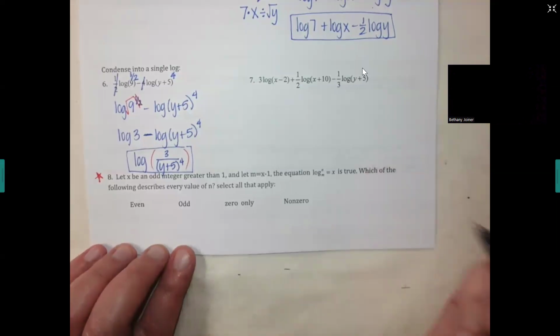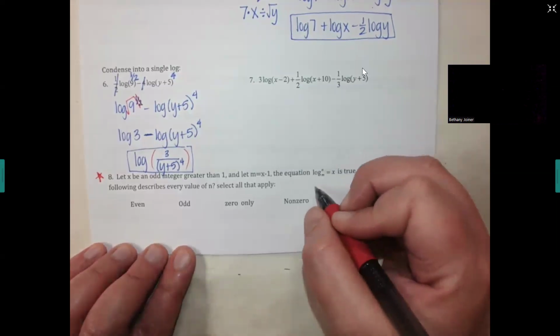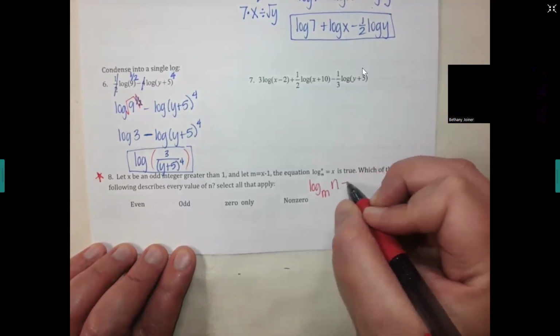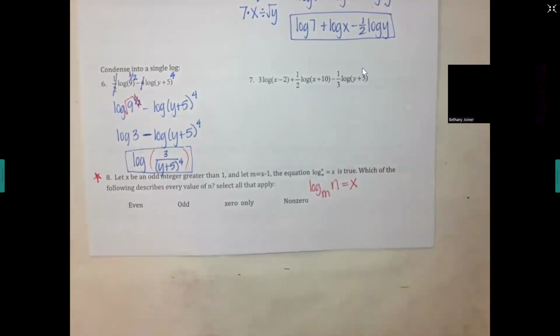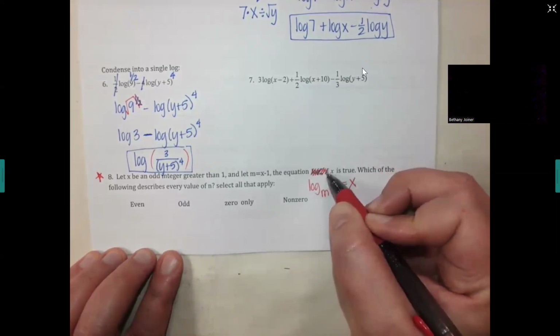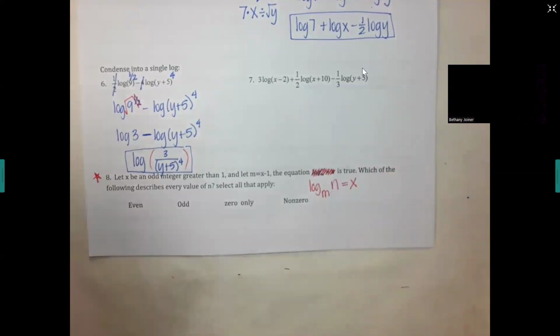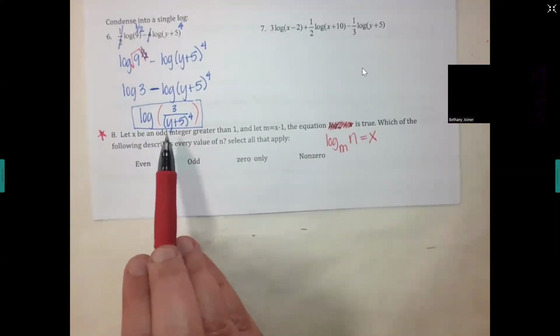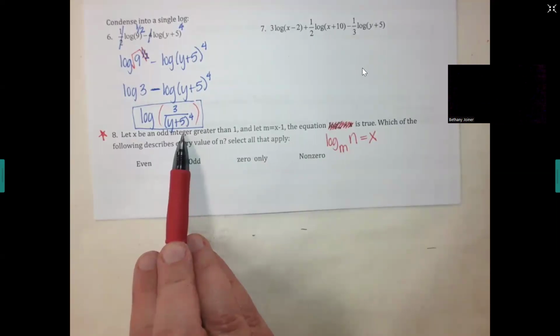Okay, let's start with this. Now this should say the log of m of n equals x. It looks like the formatting on this is a little bit weird, so I'm going to rewrite that the way it was supposed to look. Here's what the question says. It tells you that x is an odd integer. That just means it's a whole number and it's odd. So think like 1, 3, 5, 7, 9.